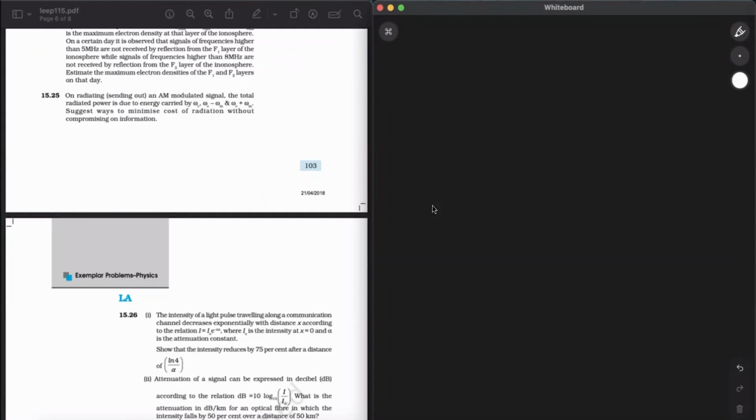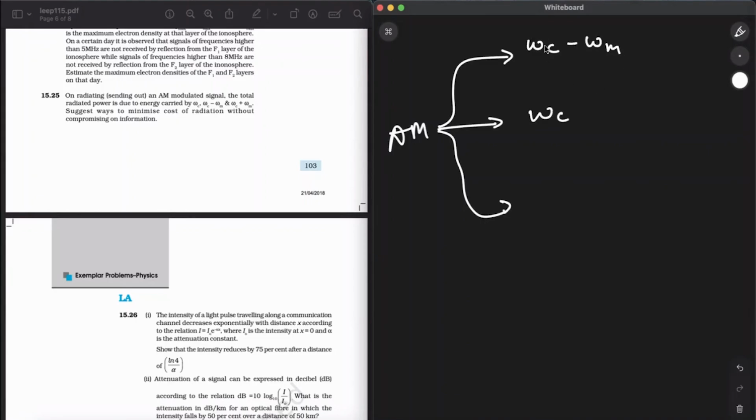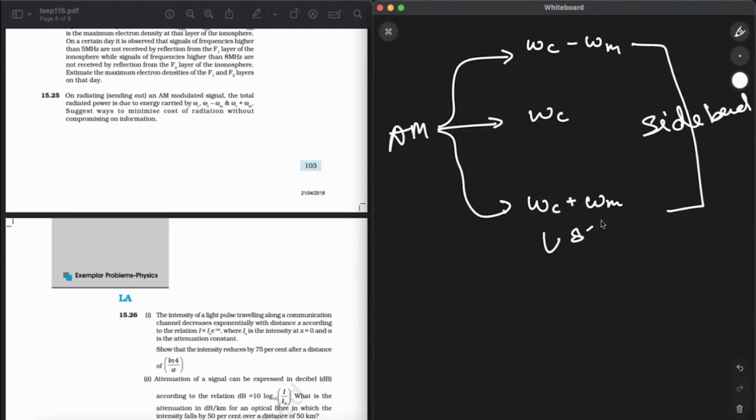Sideband frequency, I have already told you, the AM wave will contain 3 frequencies, right? If there is an AM wave, then it will contain 1, 2, and 3. So 1 will be omega C minus omega M, then omega C, this is the carrier omega, and omega M is the omega for the modulating signal, then omega C plus omega M. Alright. Now these two are the sideband frequencies. This is the upper sideband. This is the lower sideband.